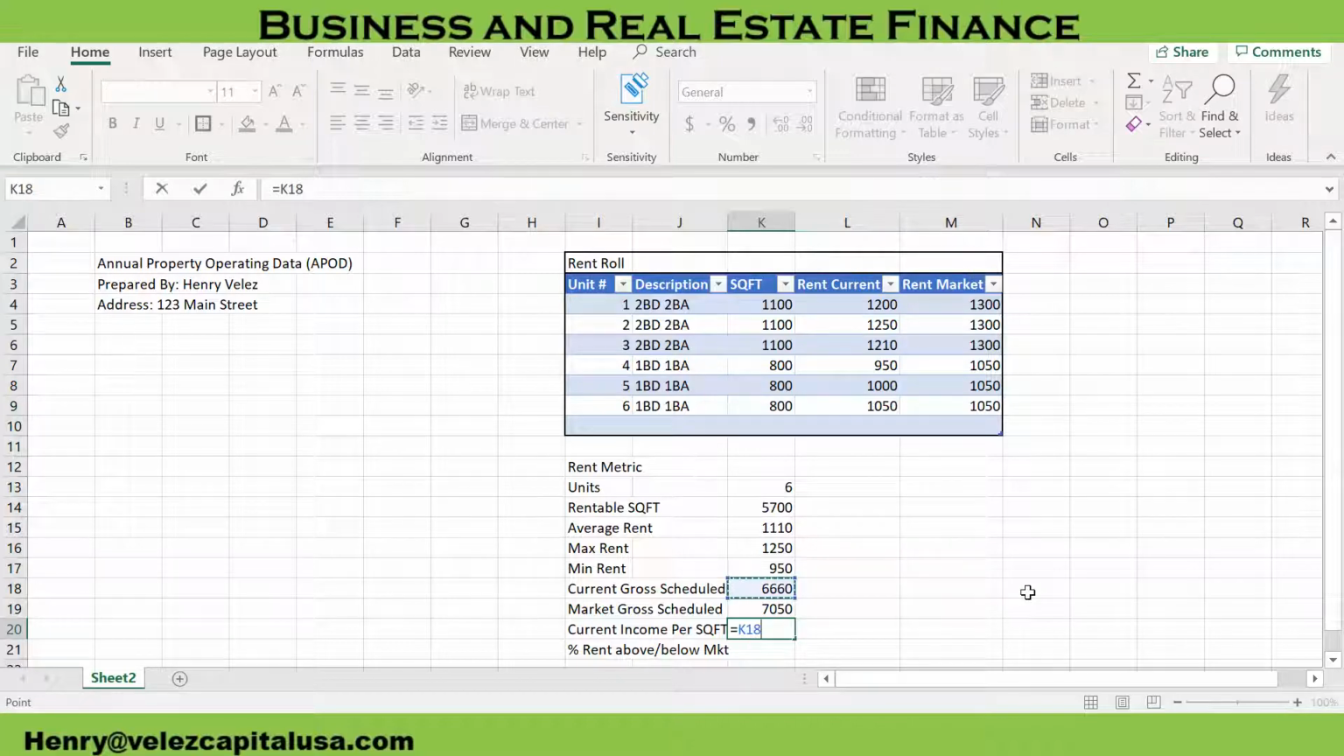Now let's see what the current income per square feet is. And that's easy. That's the gross scheduled income divided by the square feet. So you make about $1.17 per square feet when you round up.